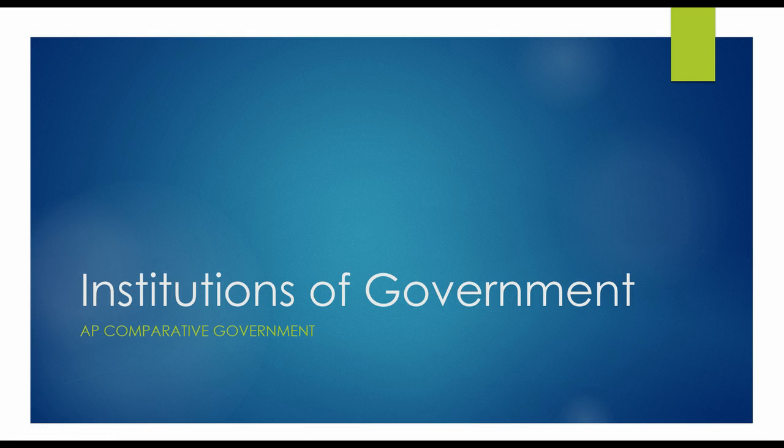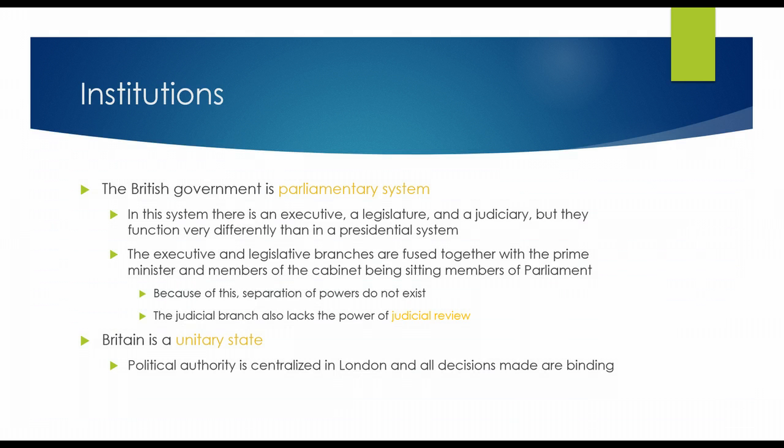So what we're going to be looking at in this lesson is some of the institutions of government that exist within Great Britain. The British government is a parliamentary system. In this system there is an executive, a legislature, and a judiciary, but they function very differently than in a presidential system. The executive and the legislative branches are fused together, with the Prime Minister and members of the cabinet being sitting members of Parliament. So, you have to be a member of Parliament in order to be the Prime Minister of the United Kingdom.